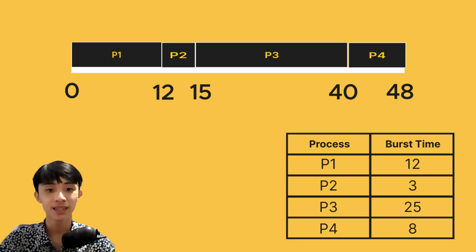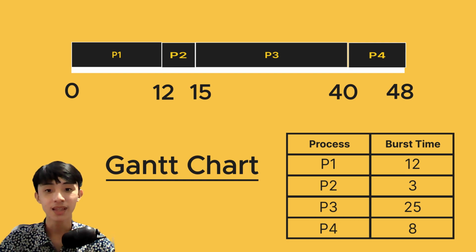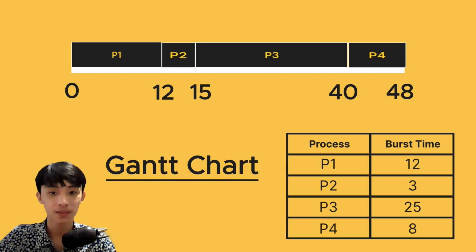These boxes right here are called a Gantt chart. It is used to illustrate how CPU algorithms work. Let us get the average time that these processes spent.